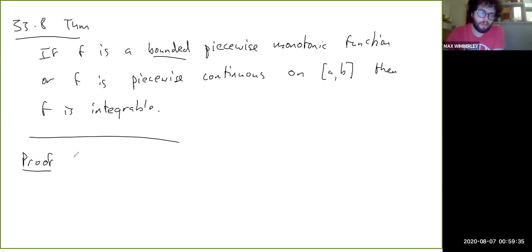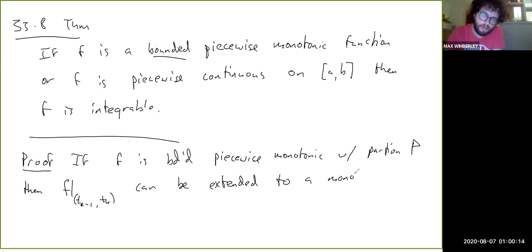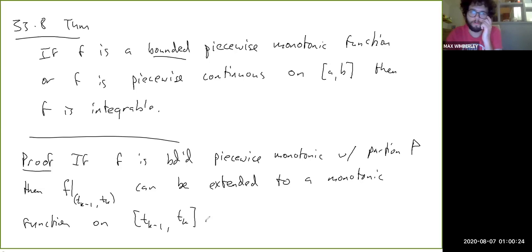If f is bounded piecewise monotonic with partition P, where P is the partition so that it's monotonic on each subinterval of P, then the restriction of f to each open interval, TK minus 1 TK, can be extended to a monotonic function on TK minus 1 to TK, the closed interval, right?